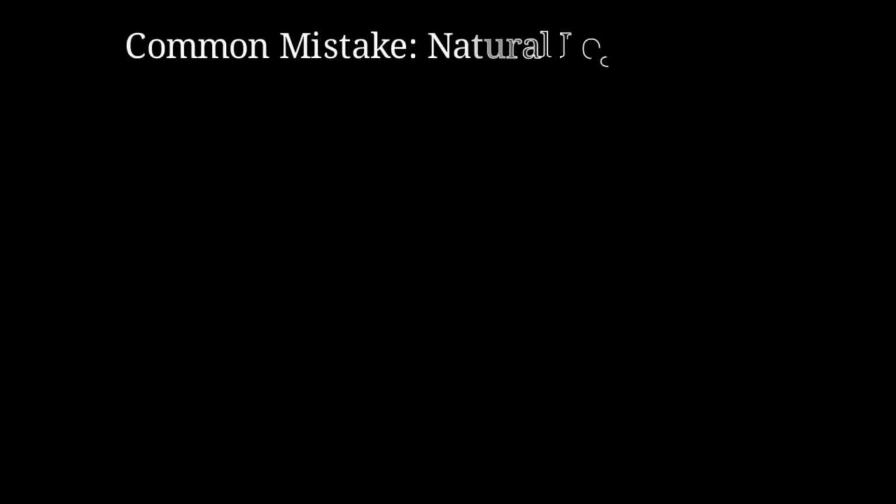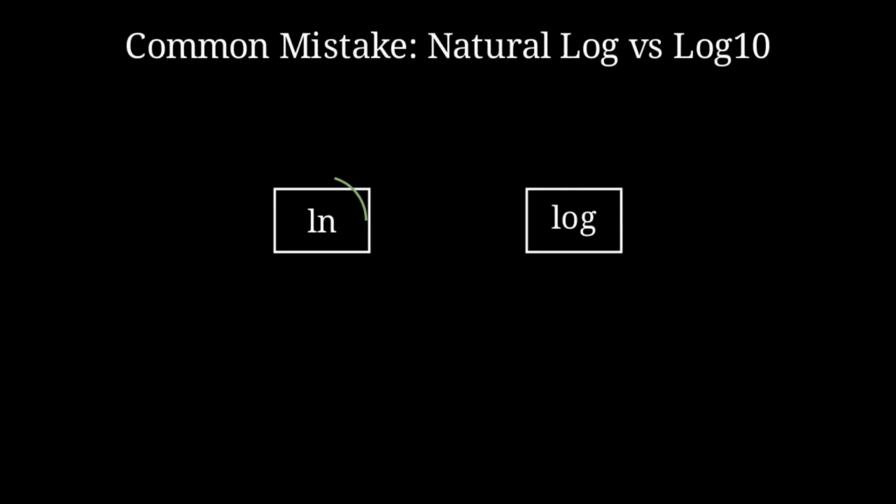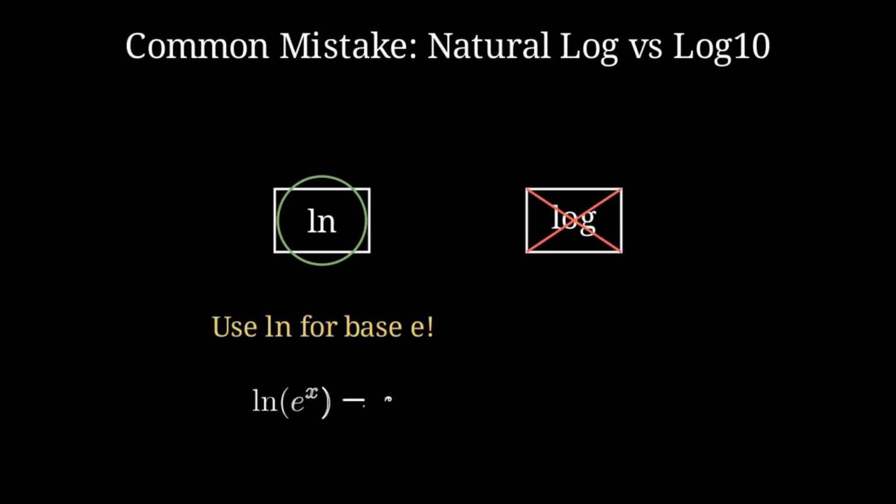When solving for time, ensure you use the natural logarithm, abbreviated as ln, which has a base of e. Using the common logarithm, or log base 10, is a common pitfall that will lead to an incorrect answer. Remember, ln and e are inverse functions that work together to simplify your equations.